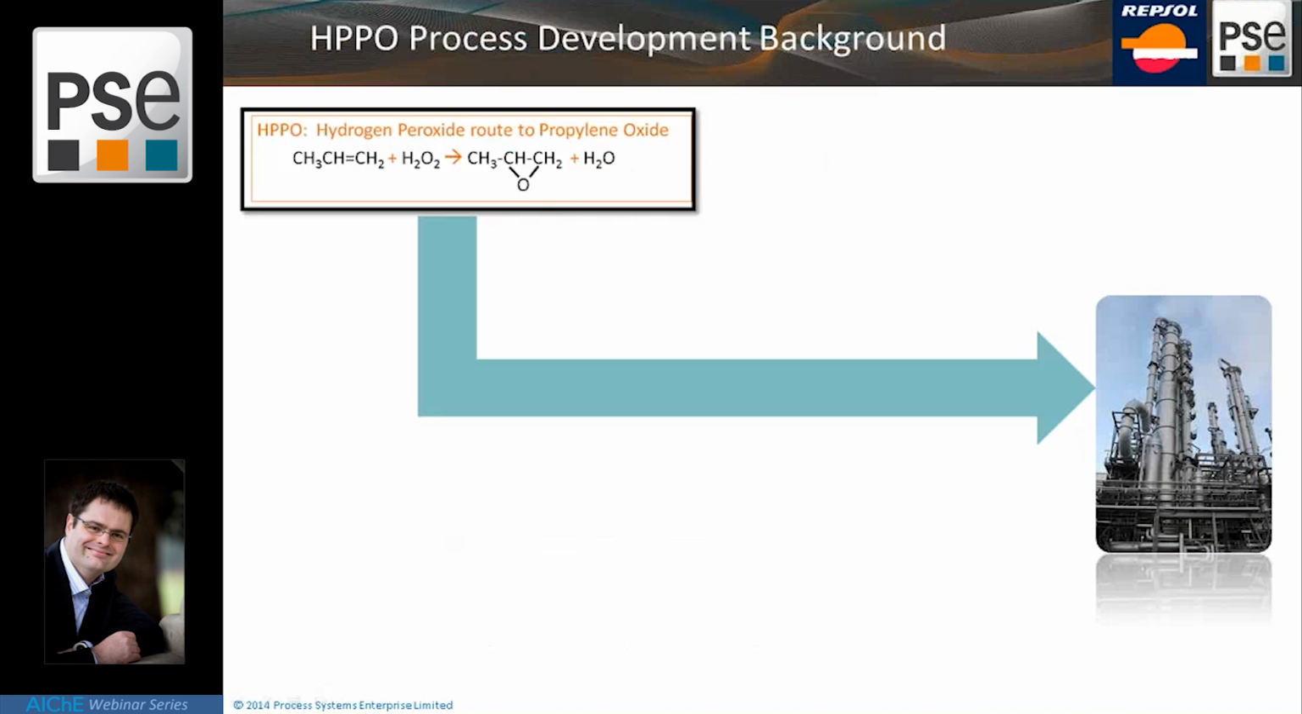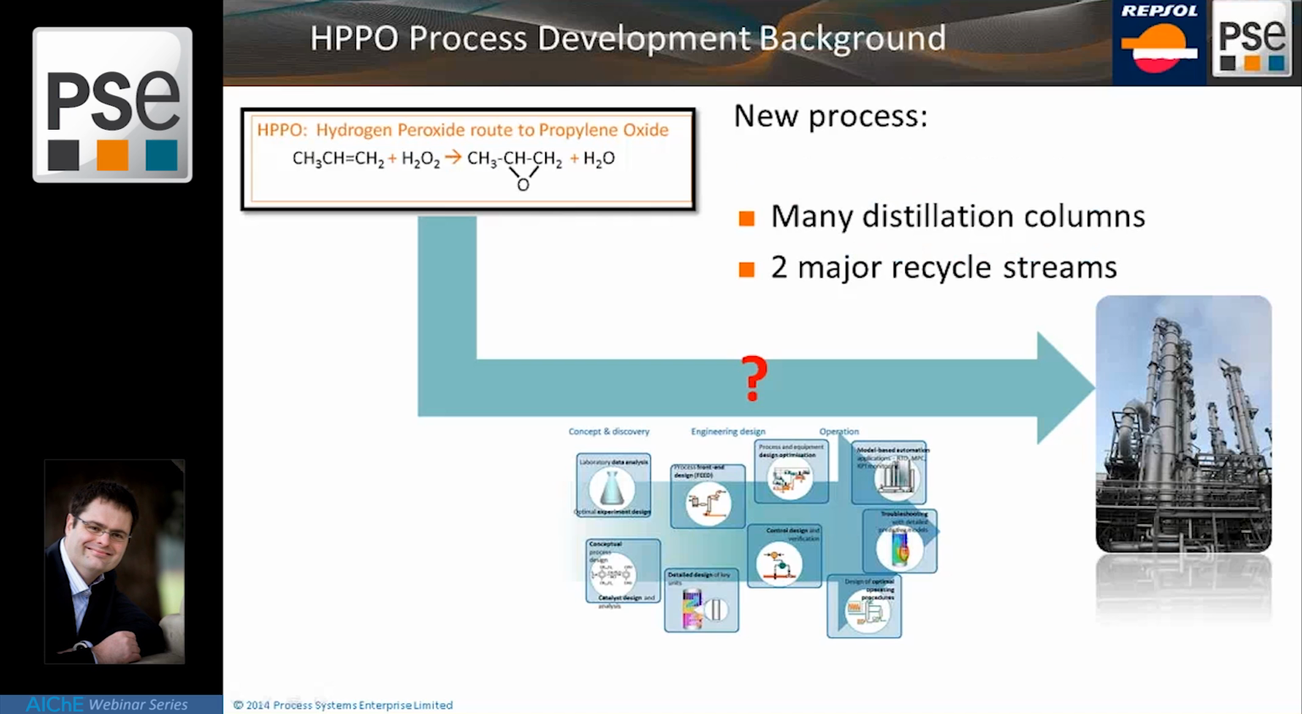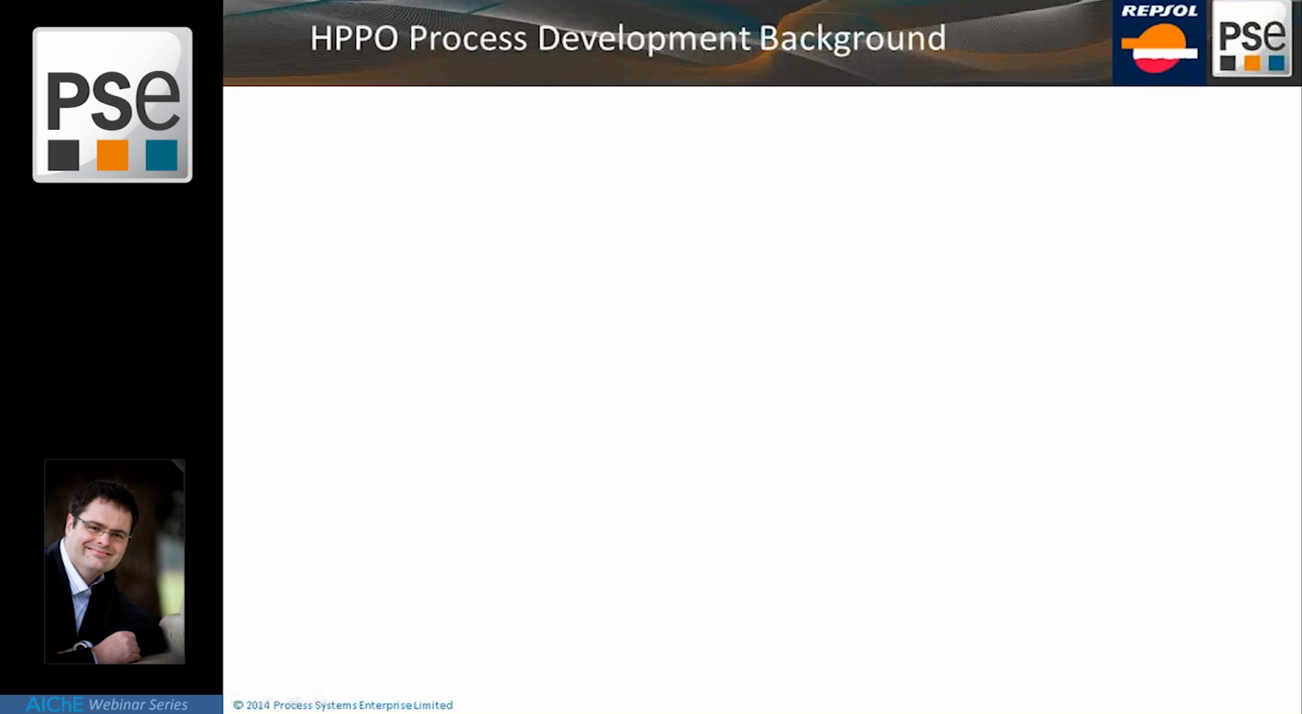So once you have selected a route that you want to take, the question then becomes, okay, how do I get there? And this is where we stepped in. So the new process had a multi-tubular reactor. It had many distillation columns and two major recycle streams. So this was not a trivial case.